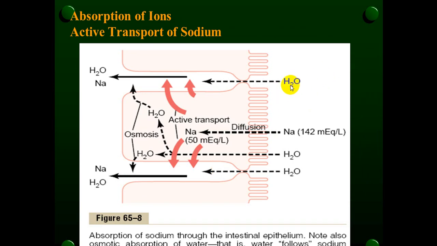Here, the water will be absorbed and passed passively by diffusion or osmosis. With the water, a small amount of sodium can be diffused passively. But we need more absorption of sodium, multiples of this small amount. So the sodium transport will occur by active process. We need energy to transport large quantities entering the small intestine.